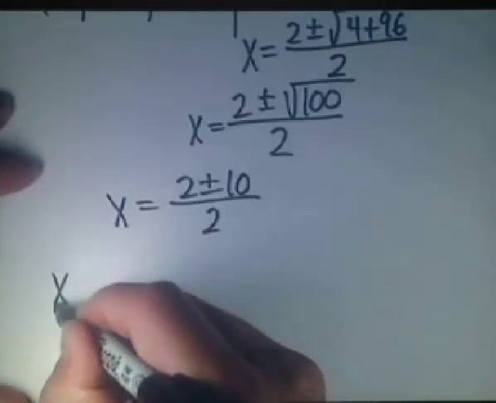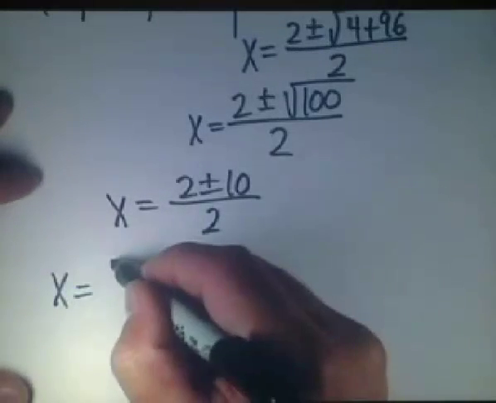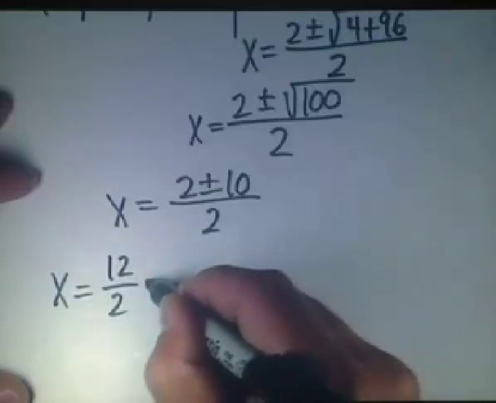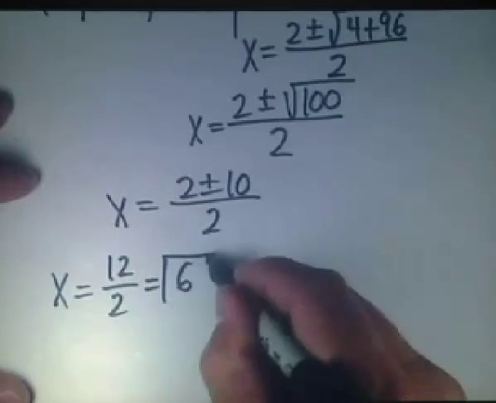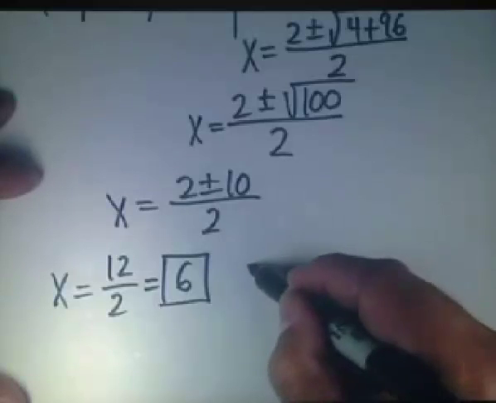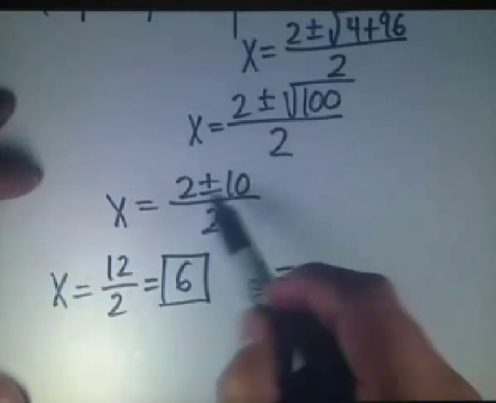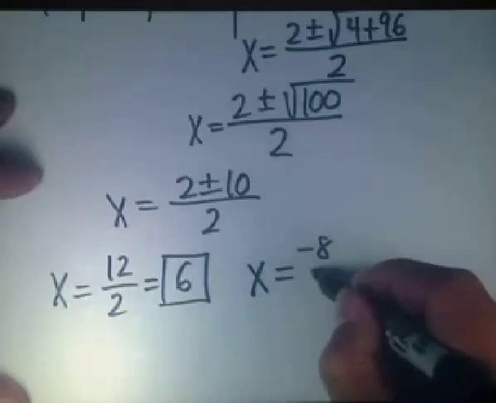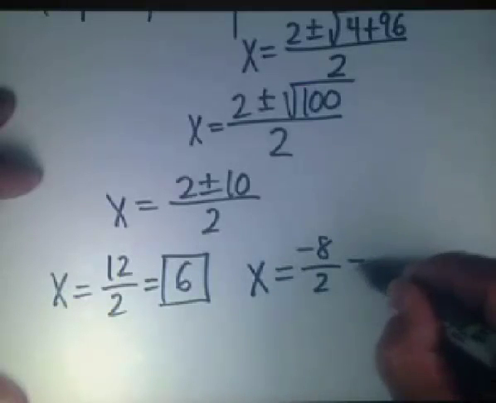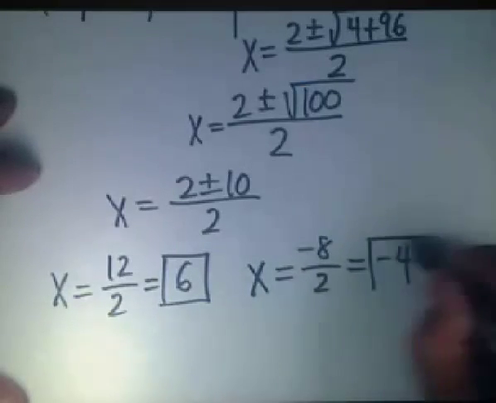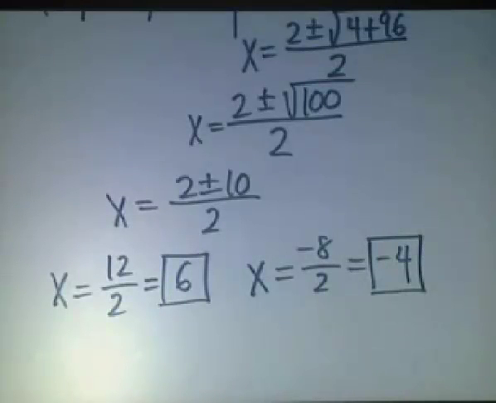We have in one case x is equal to 2 plus 10, or 12 over 2, to get a solution of 6. And then we also, at the same time, have x equals 2 minus 10, which gives us a negative 8 all over 2. From that, we get our second solution, which is a negative 4. And we've done it. We've solved our quadratic equation.